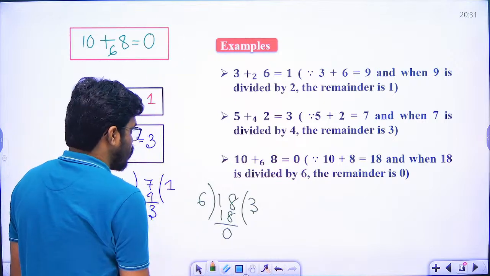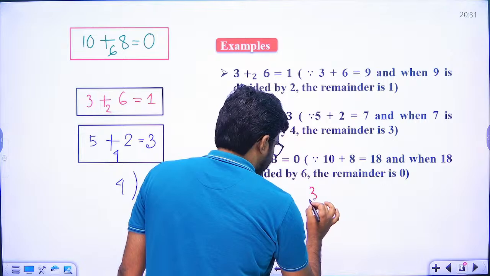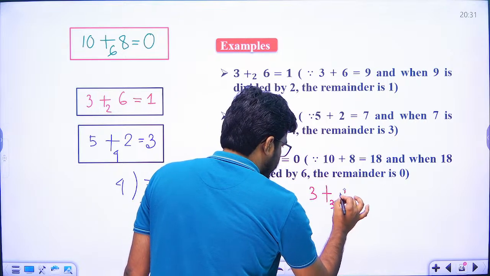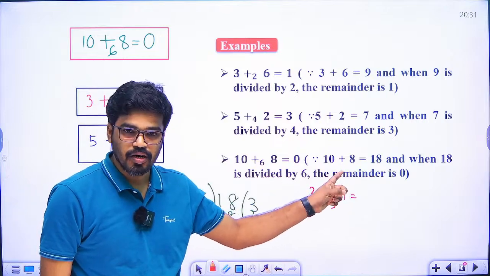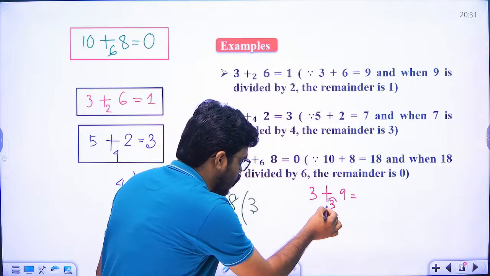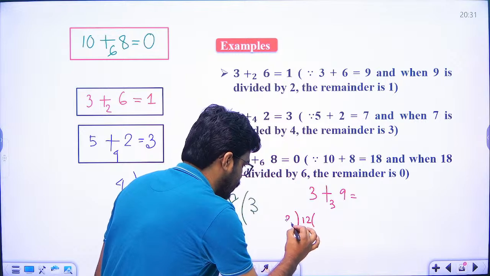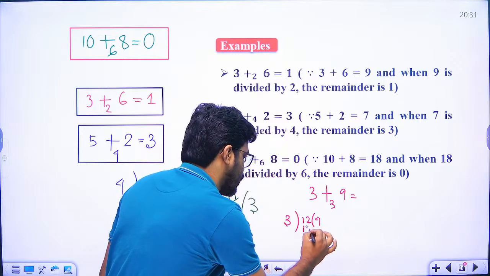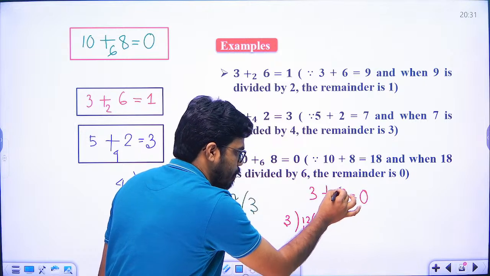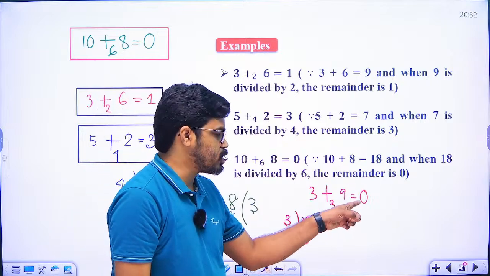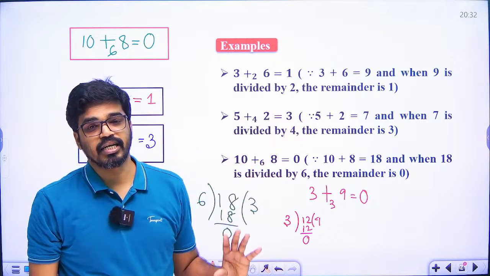Suppose we consider 3 plus 9, what is the answer? 3 plus 9 is 12. What do I do with 12? I divide by 3, modulo 3. 3 times 4 is 12, so the remainder is 0. So 3 addition modulo 3 with 9, that is 3 plus 9, will be 0 in the modular system.